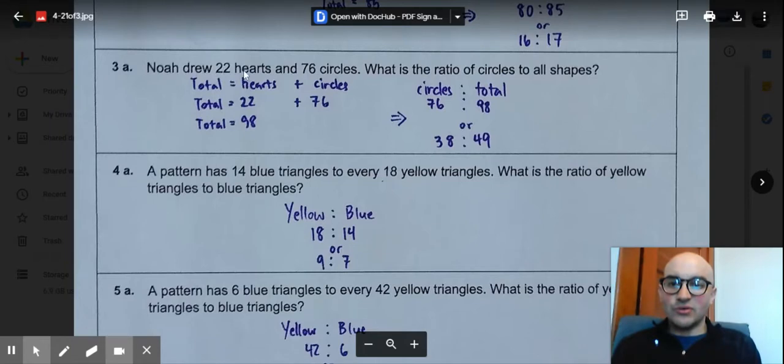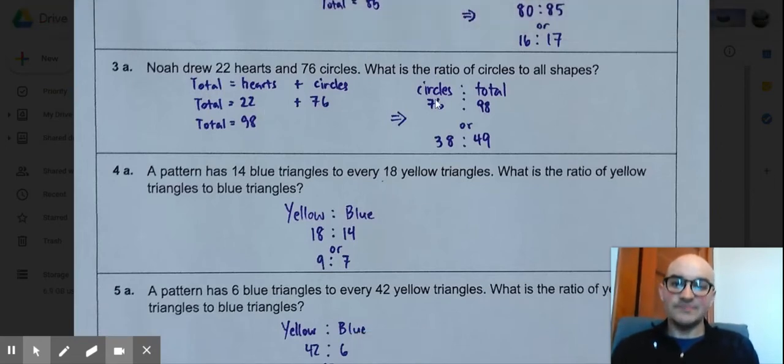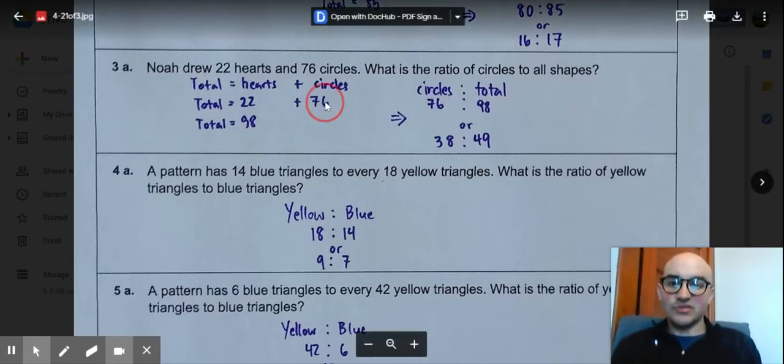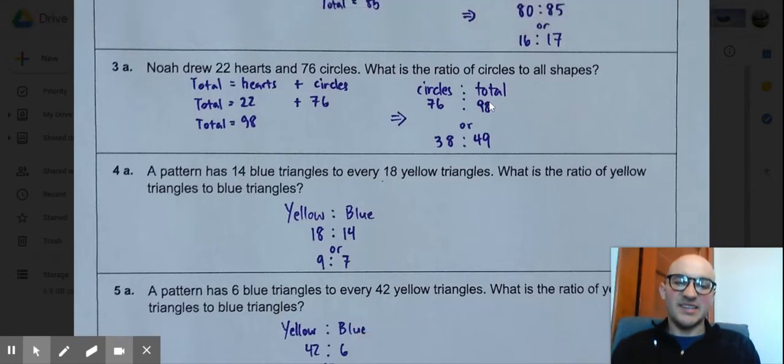Noah drew 22 hearts and 76 circles. What's the ratio of circles to all shapes? So I need to find out what the total number of shapes is, which is straightforward. I just add up hearts and circles, and I get 98. Okay, 22 plus 76. Now I'm thinking about here I've got circles to total, so I take my number of circles, 76, and I take my total value, 98, and I'm going to simplify this, and here 76 and 98, this is one you have to kind of think through a little bit.